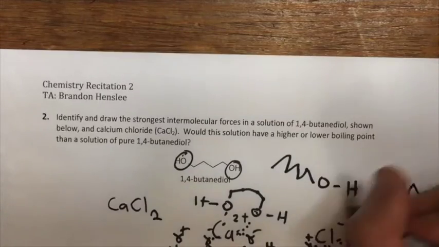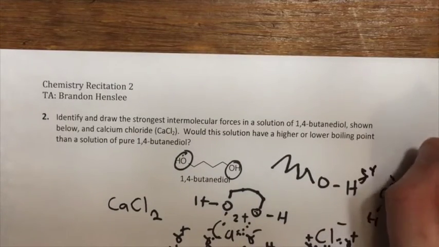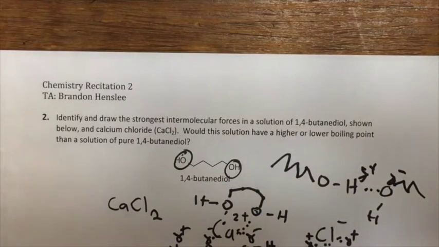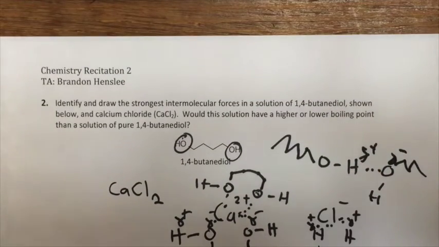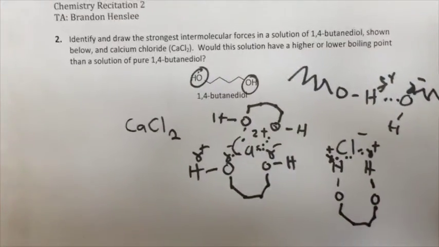So in a pure solution, the strongest bond we would form is a hydrogen bond. As we know, the second strongest intermolecular force you can form is a hydrogen bond. But in this mixed solution of the ion with the 1,4-butane-diol, we're forming ion dipole bonds, and ion dipole bonds are the strongest intermolecular force you can possibly form. Therefore, this mixed solution would have stronger IMFs, and because of that, it would have the highest boiling point. Okay, so that's the first question.